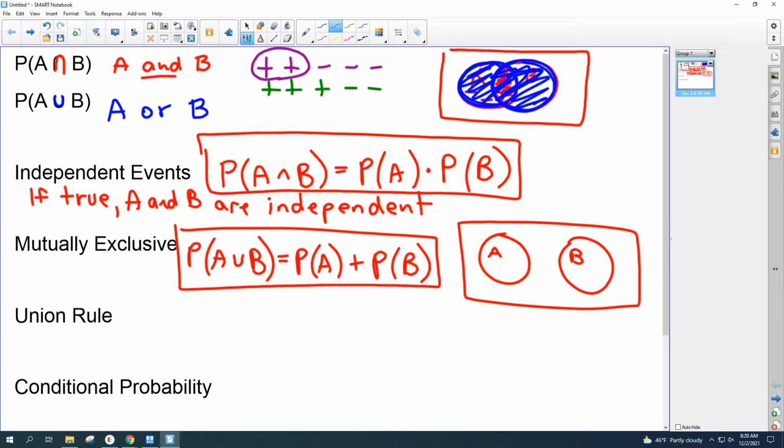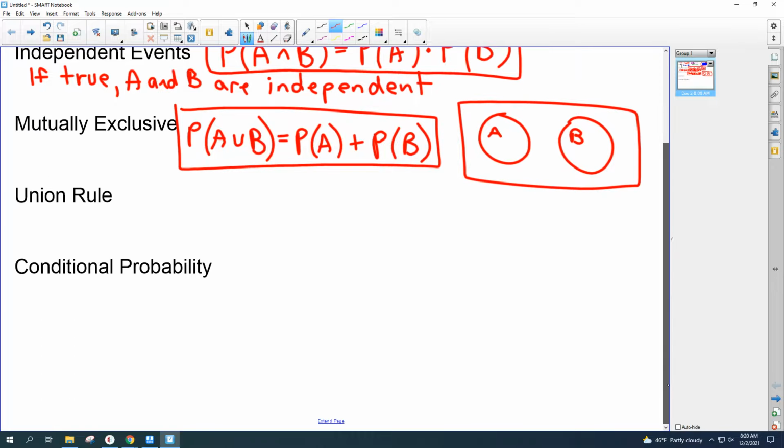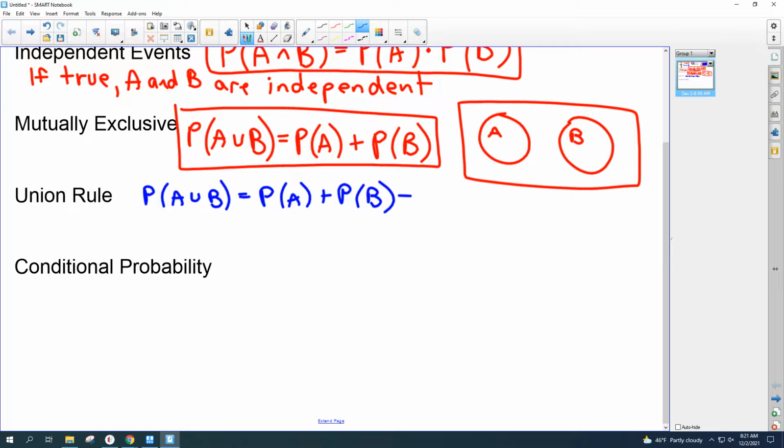Union rule. The union rule will always hold whether they're mutually exclusive or not. The union rule is going to look like this. Probability of A or B equals the probability of A plus the probability of B minus the probability of A and B. You getting that down? Be very careful and don't mess up the symbols. Notice the difference between the union symbol and the intersection symbol. Now, this is the union rule.